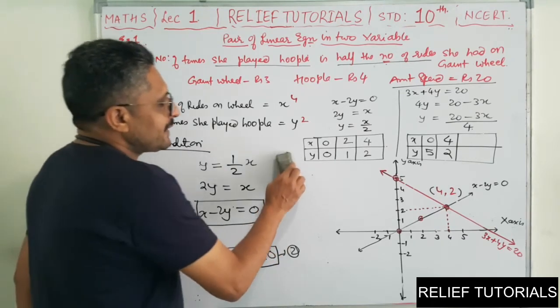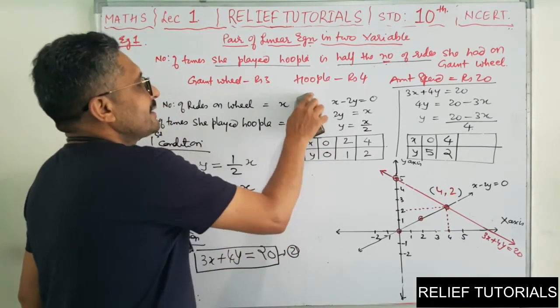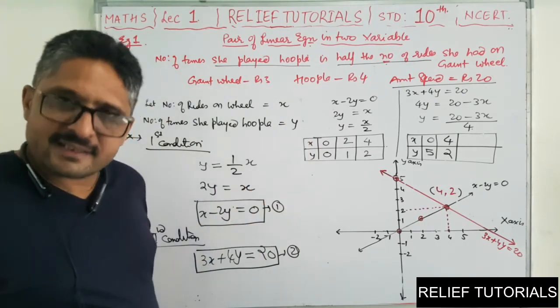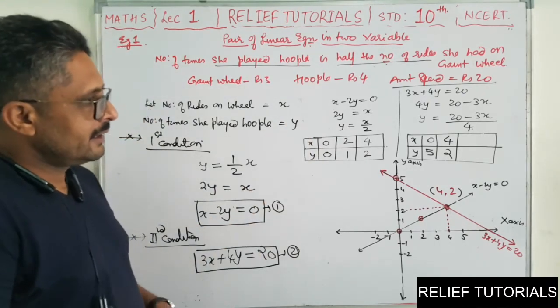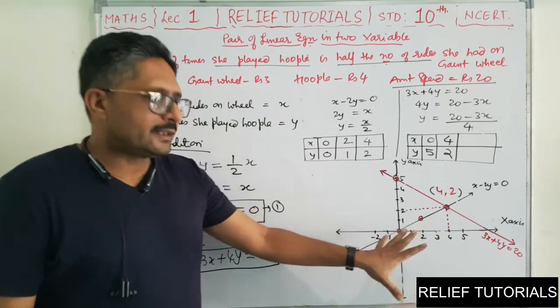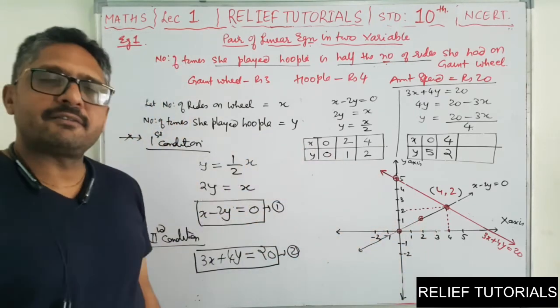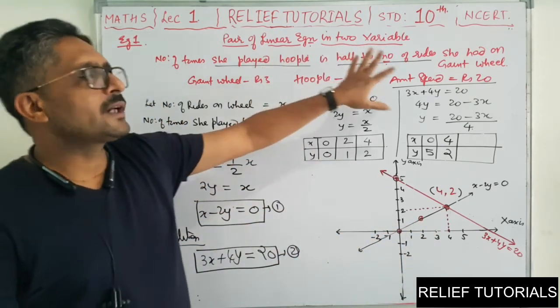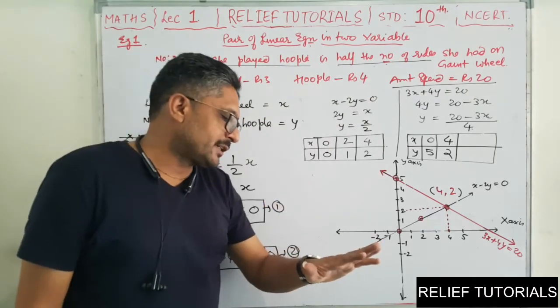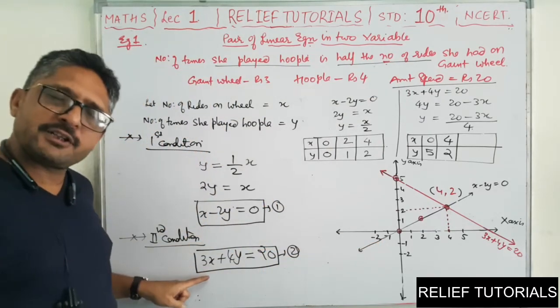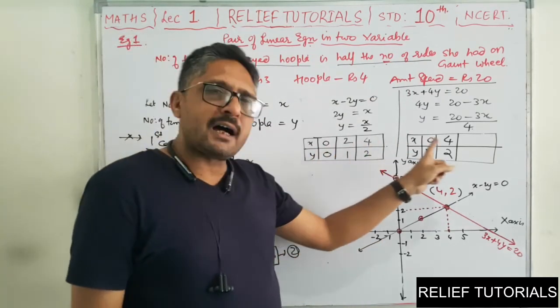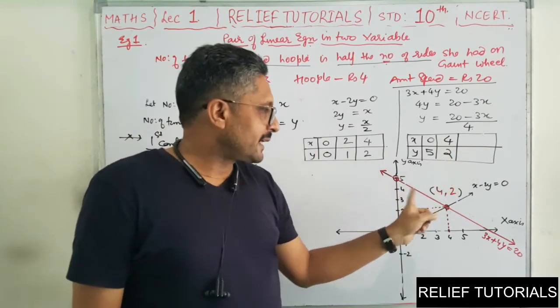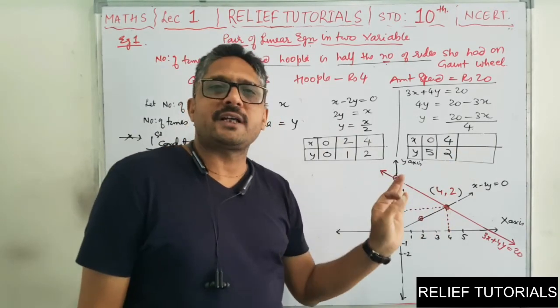So this is the graphical method to obtain the solution. Have you got it, friends? Okay. So in this way you can plot the graph. You will have two conditions. Based on those two conditions, you will obtain two equations. Then you will plot a graph. And wherever the lines intersect, that is the solution.